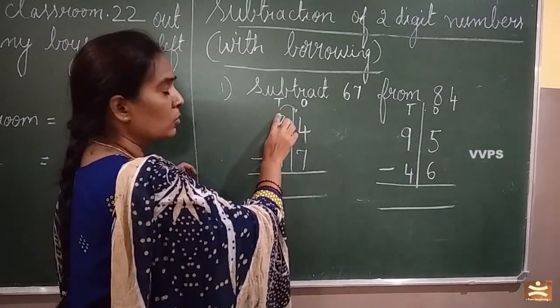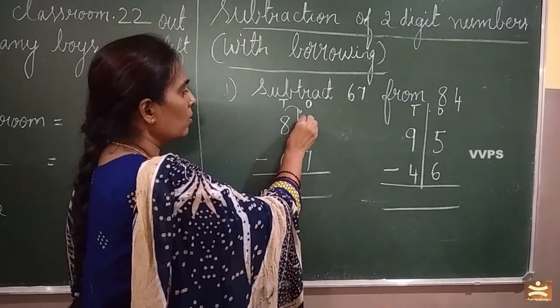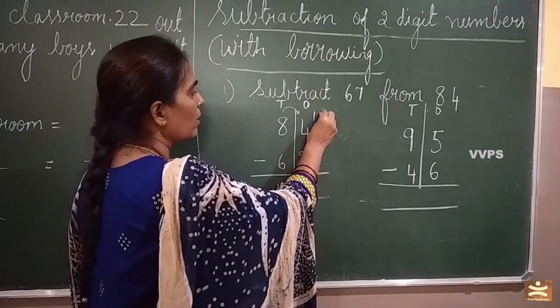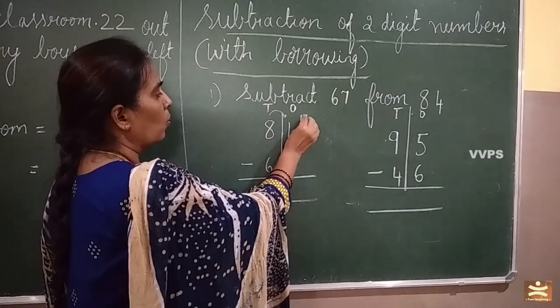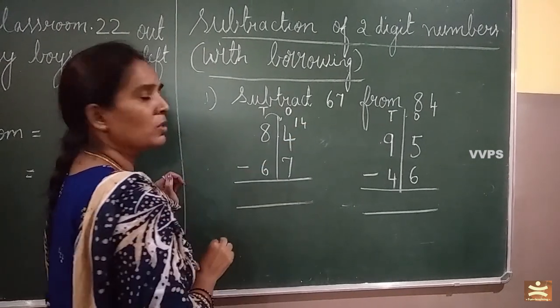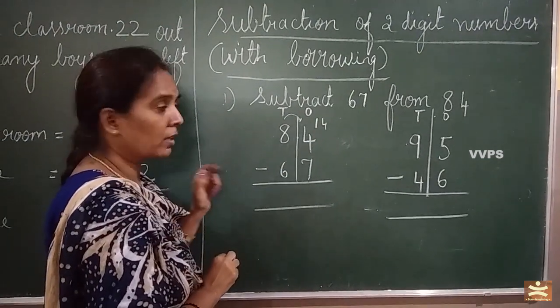So once you borrow, it will become 14, children. You have your 4. So if you borrow 1, it will become 1 before the 4. So 14. It becomes 14. Okay children, I will repeat once.